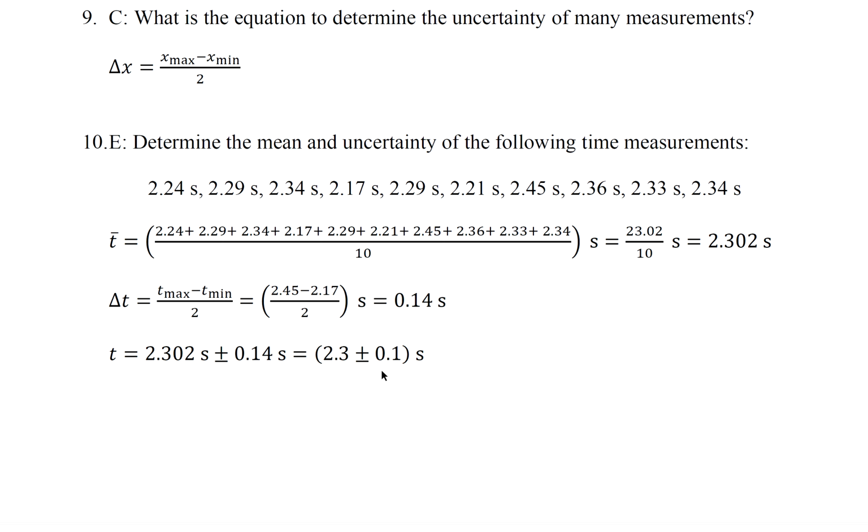Now, the reason why the uncertainty is only one significant figure is because that's just the rule. The uncertainty is always one significant figure. And the reason why the value is 2.3 is because where the significant figure is at, which is at the tenths, the value of the average should be ending at that value. So it's going to be 2.3. So 0.3 is at the tenths, 0.1 is at the tenths.